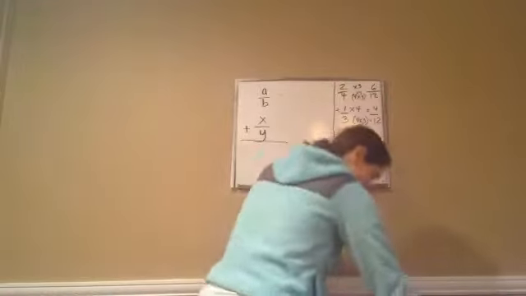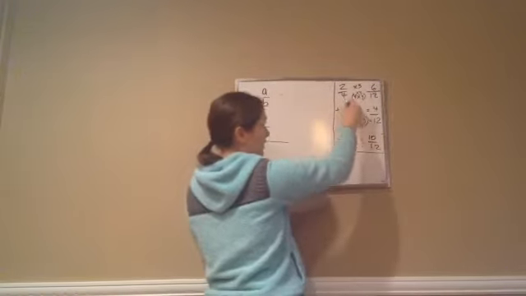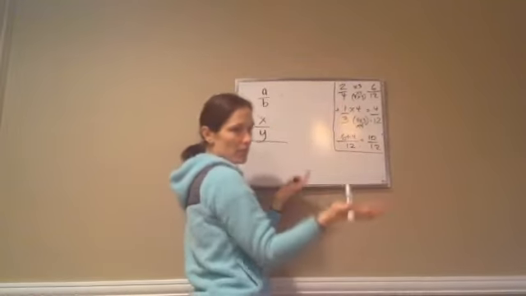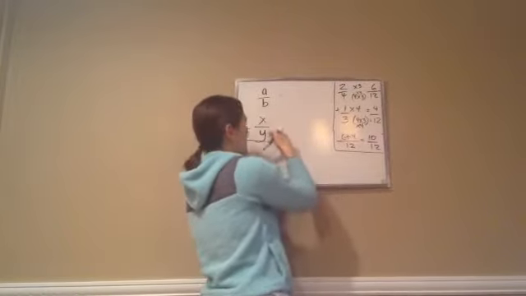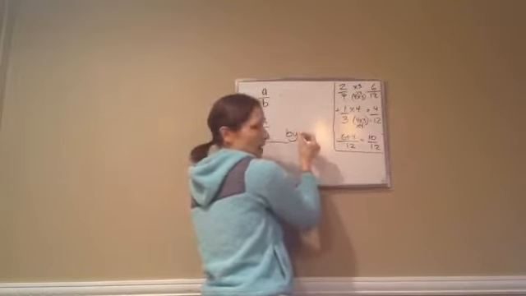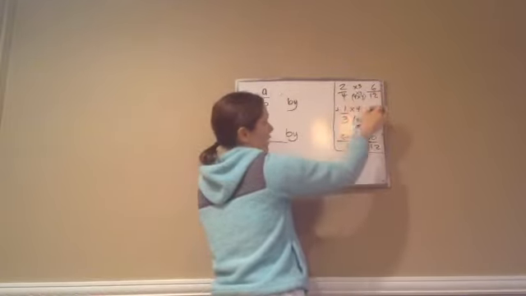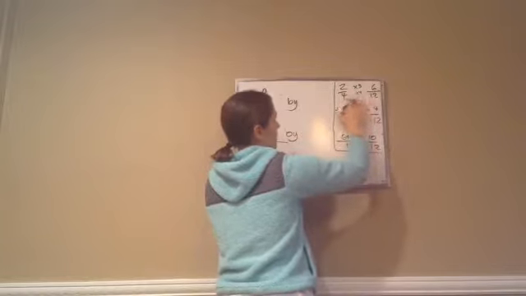So A over B plus X over Y. What do we have to do? We have to come up with the same denominator. Just like we did 4 times 3 and got 12, when you multiply letters, they don't come up with a different answer. The answer is that letter multiplied. So B times Y is BY, just like 4 times 3 is 12. That's what I was trying to show right here.